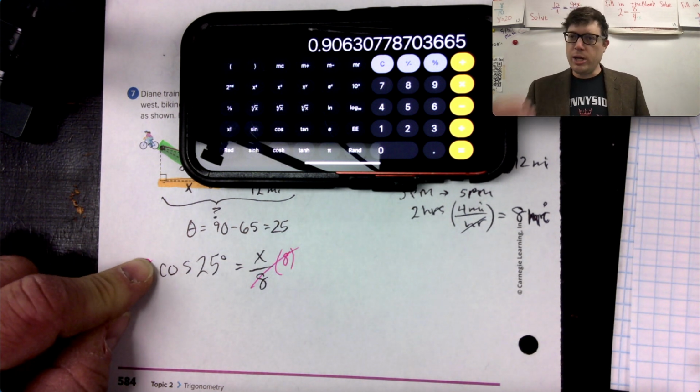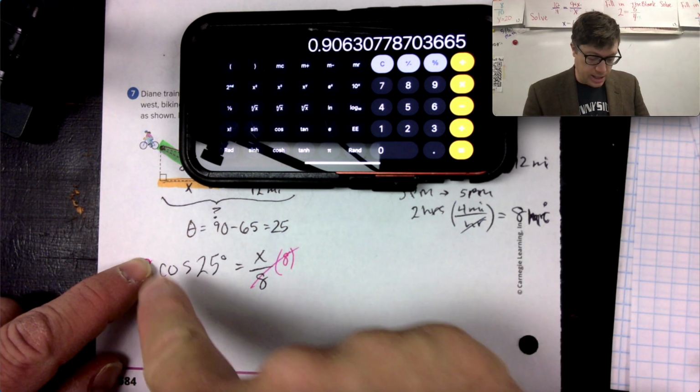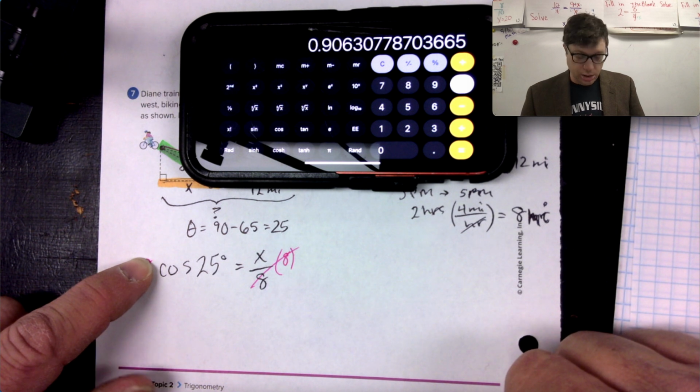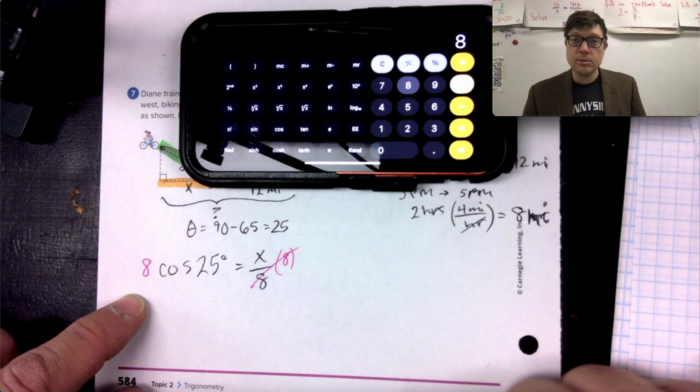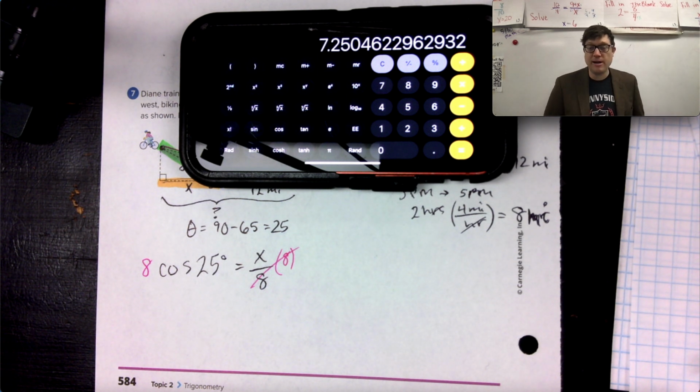That says, what do you have? And I'm going to do something to it. So I'm going to do cosine of 25. Now I'm going to do multiplication by 8. Enter. X is 7.25 miles.